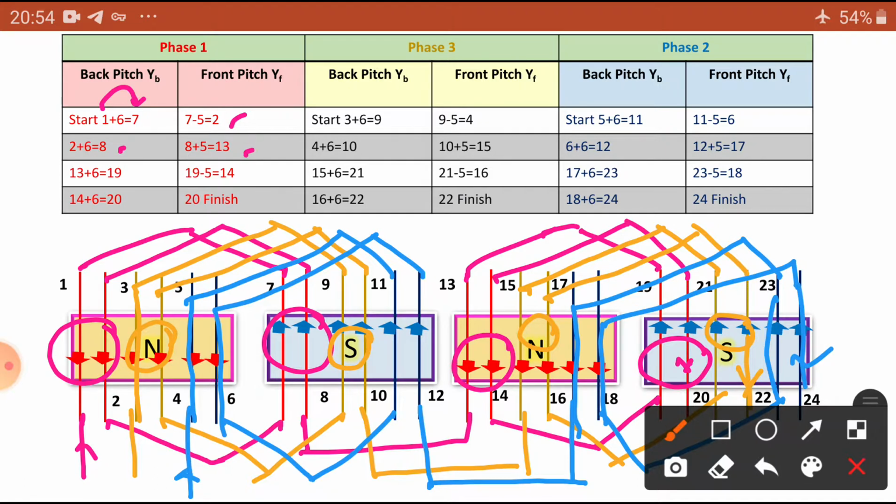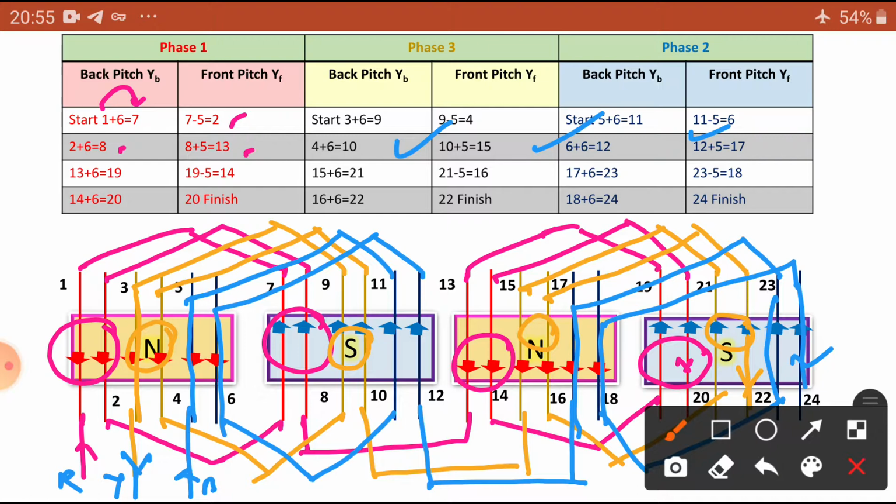Okay. So dear students, what the current direction is? This one, reverse here. So this is the R phase. This is a Y phase, this is a B phase. These are all the connections. So your aim is to draw these lines based on our table. Any confusion? No confusion. We just follow our winding table. So this is your final diagram.